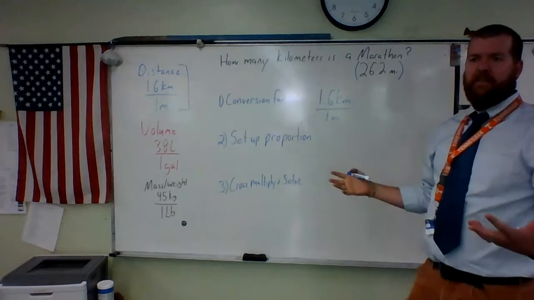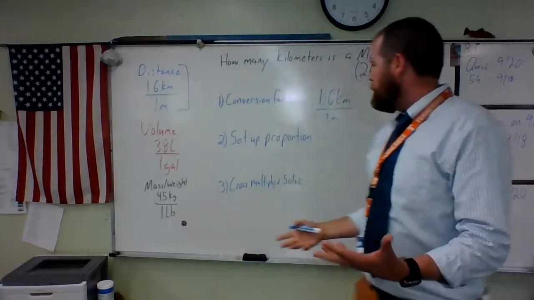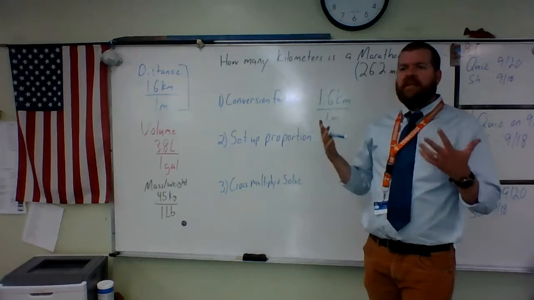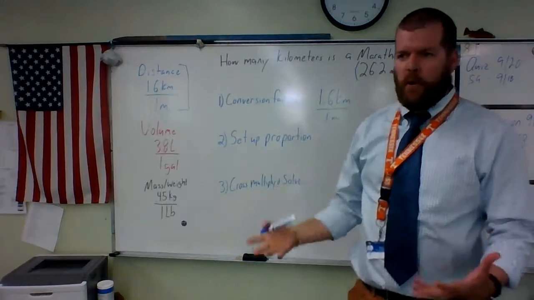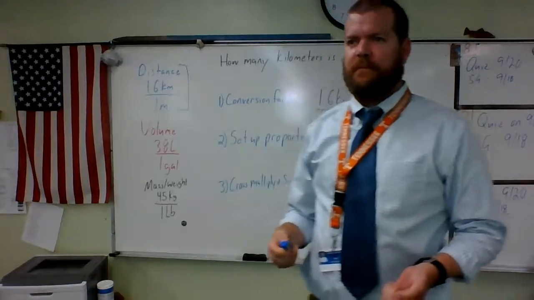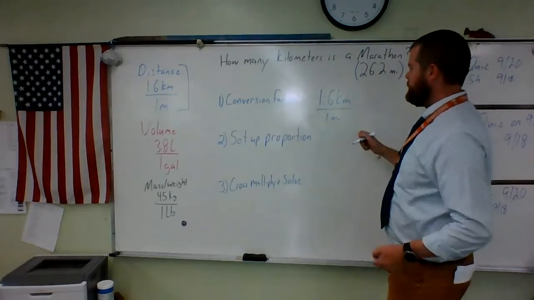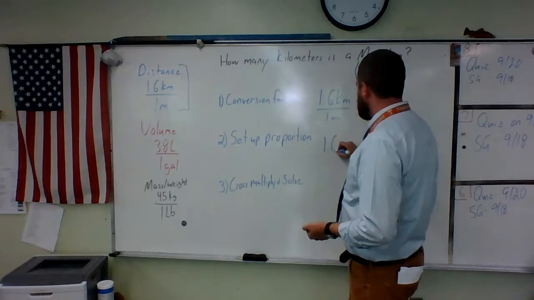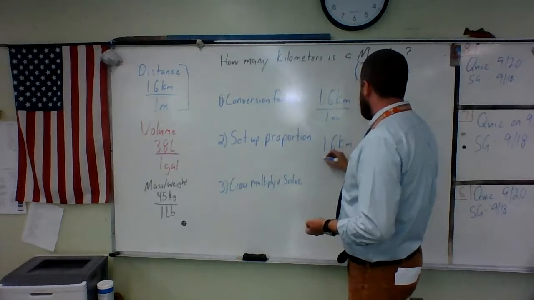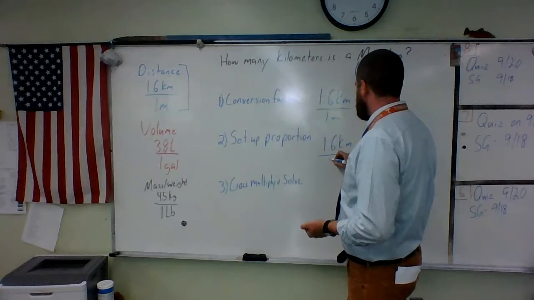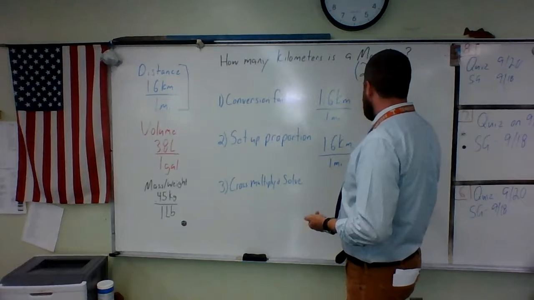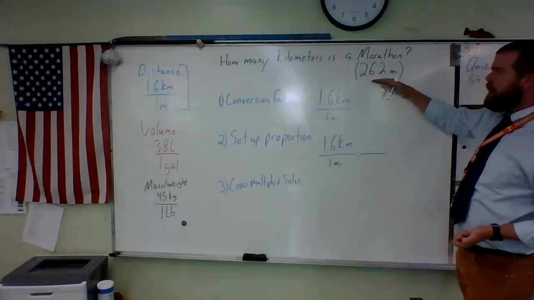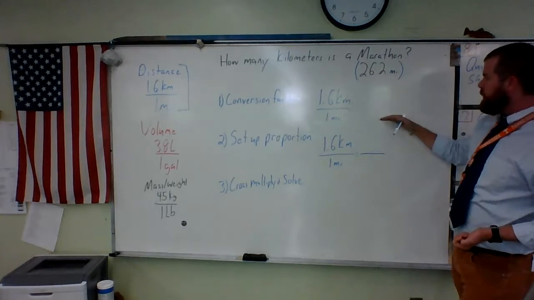Now the next step that's very important for solving these problems is figuring out what proportion we'll need to use. So now it's time for us to set up a proportion. Setting up a proportion, of course, means that we're going to take the information that we already know, 1.6 kilometers per every 1 mile, and then use that information to make an equivalent fraction where the information we have from the question can be included.